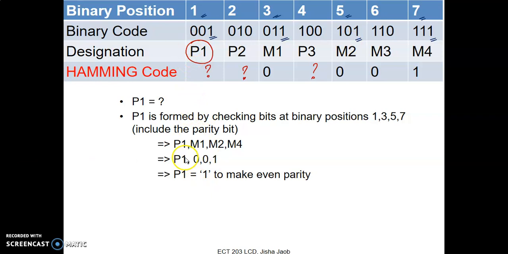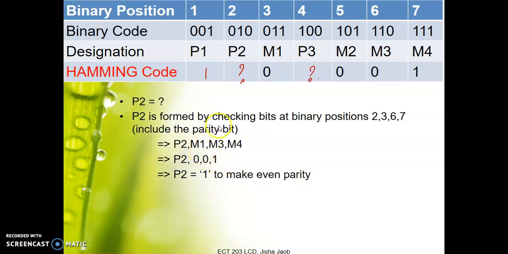So let us write down the values. P1 I do not know. M1, yes, I know it as 0. M2 at position 5, yes, it is 0. And M4 at position 7, it is 1. So P1, 0, 0, 1. Which parity to make will already be mentioned in the question, or the system that you're using will define which parity you're using. If you're using even parity, then P1, 0, 0, 1 has to make an even parity. In order to do so, I have to append P1 equal to 1, so the total number of ones will be even. Now we have fixed the value of P1.